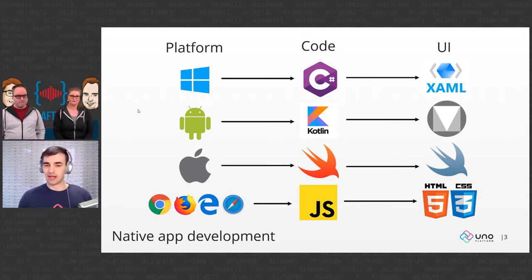And for each of those platforms, you have a different way of coding. For example, on Windows, you use C# and XAML to build Windows applications. On Android, you have Kotlin and AXML. On iOS, Swift and SwiftUI. On the web, you have JavaScript for the code and HTML and CSS for the UI. So all of these have different approaches. And if you actually want to build an application that reaches all the users, you would need like four teams of developers, each proficient in it.